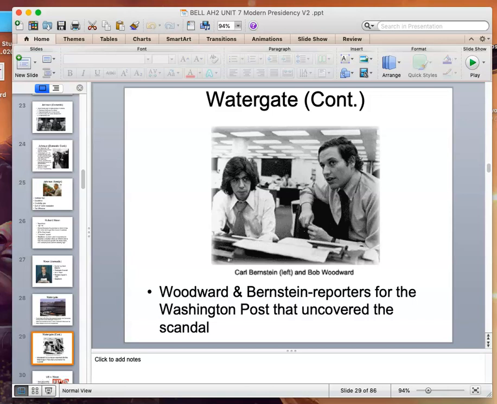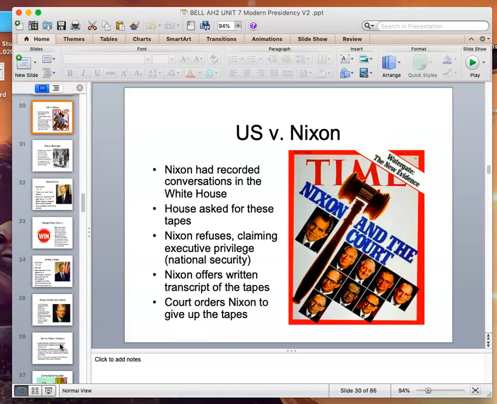These two reporters, Woodward and Bernstein at the Washington Post, don't buy it, so they began to investigate the Watergate scandal. And they are able to corroborate enough stories, enough sources, to publish the front page headline that Nixon planned the Watergate break-in and that he was lying to the American people about it. Everything going into the Oval Office was recorded by Nixon, and he had planned the Watergate break-in from the Oval Office.